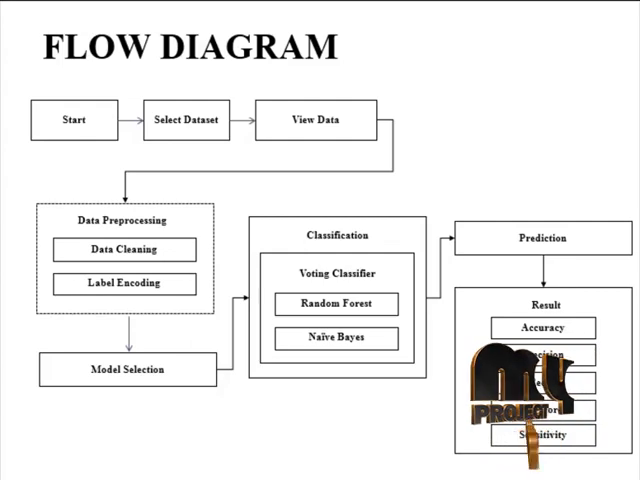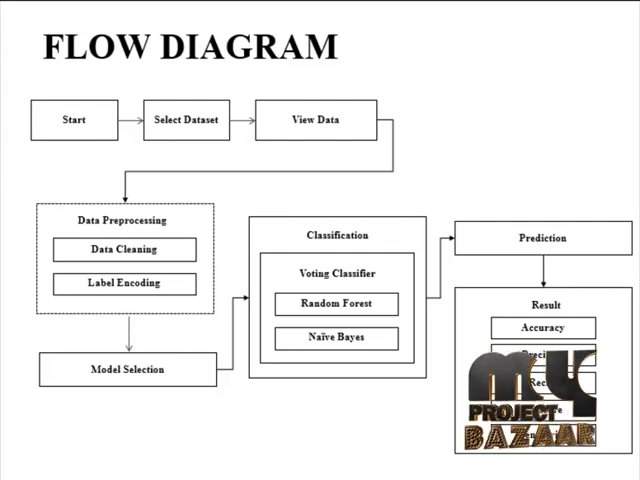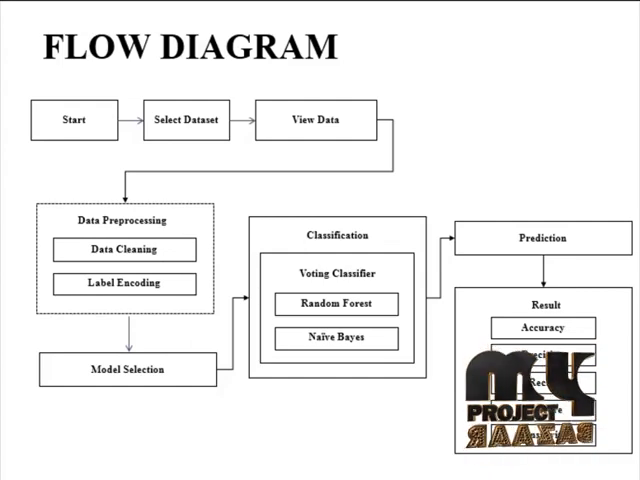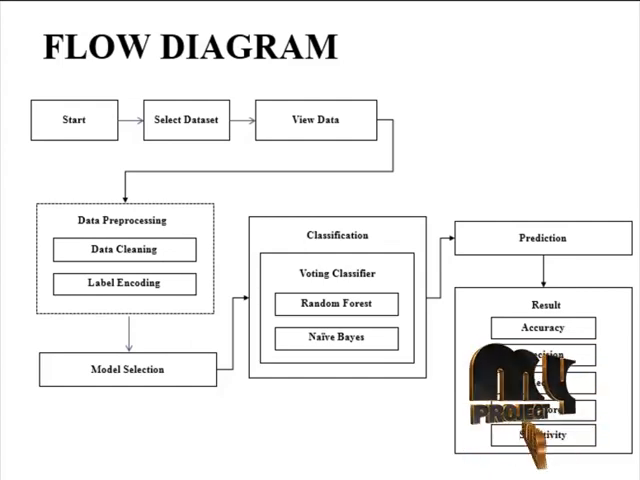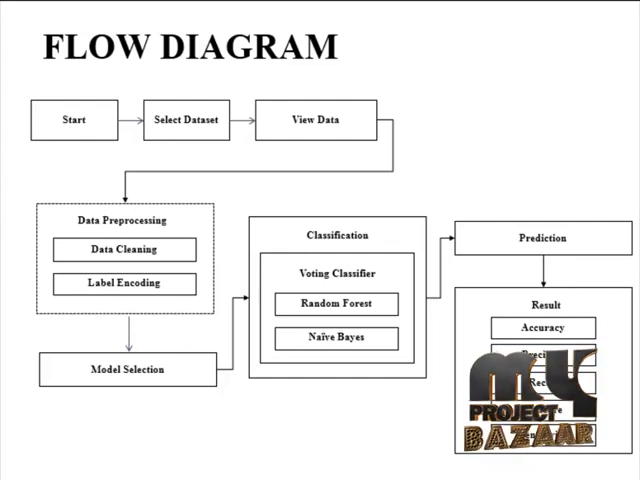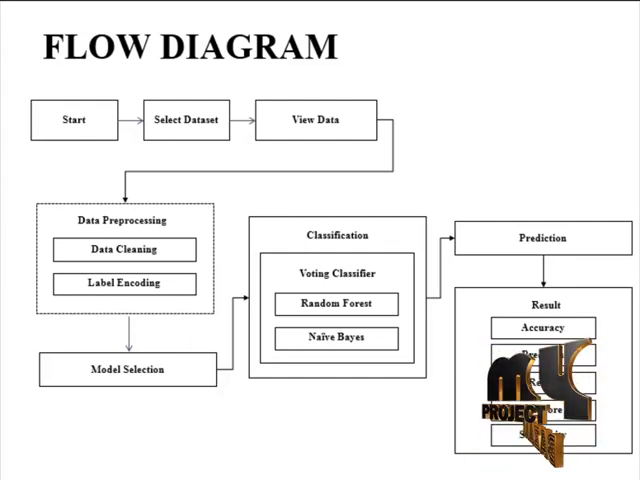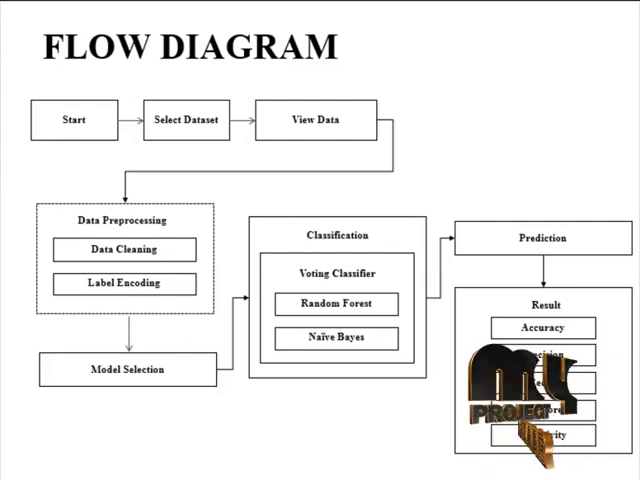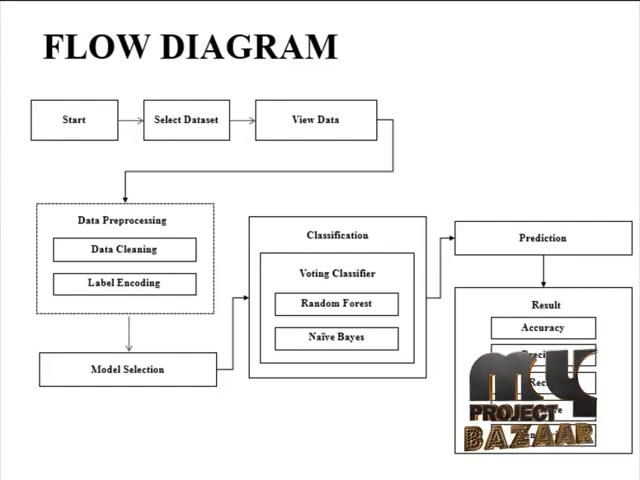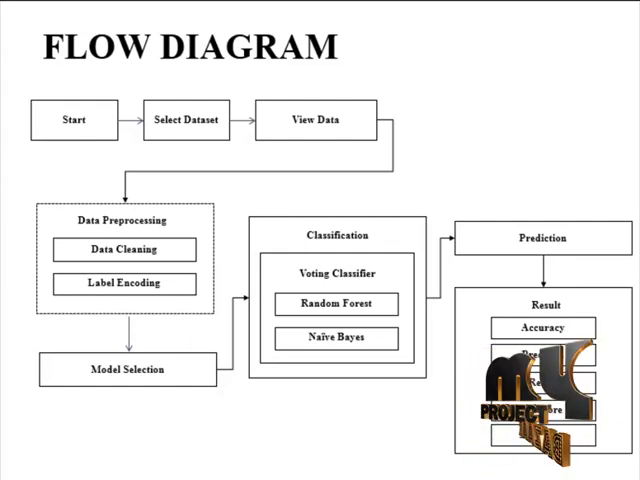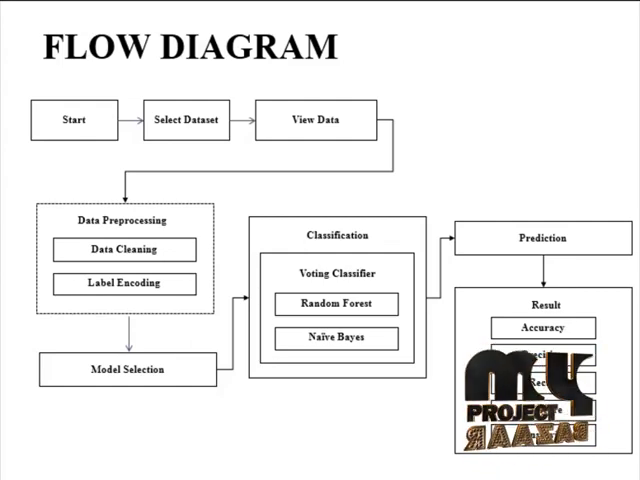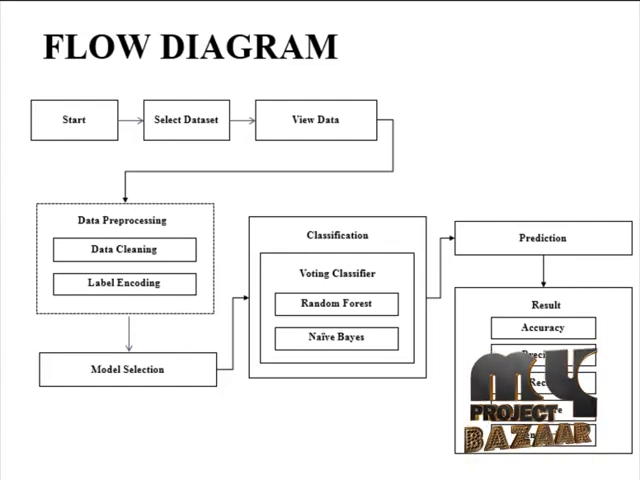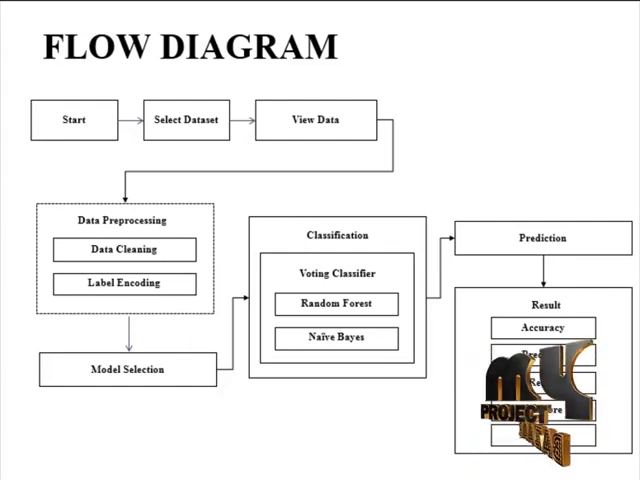After that, it will move into label encoding, which is used to convert the string into binary values. Then it will move into model selection. In model selection, we select the independent variable and dependent variable. After selecting them, we split the dataset into a training dataset and a testing dataset. Then it will move into the classification technique, where we use two machine learning classifiers ensembled with the voting classifier. And finally, it will predict the results and generate results based on accuracy, precision, recall, F1 score, and specificity.